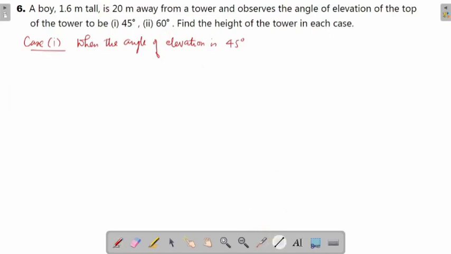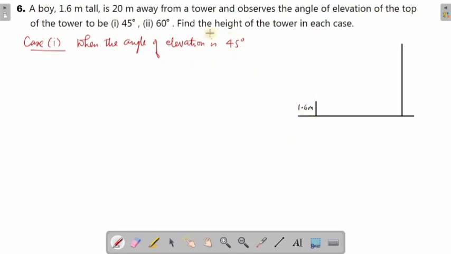So here the question says, let me first draw the ground, and this is my tower. There's a boy, so let's say the boy is standing here. Let me redraw it. This is the height of the boy. In this diagram, this height is the height of the boy, and it is given to be 1.6 meter.